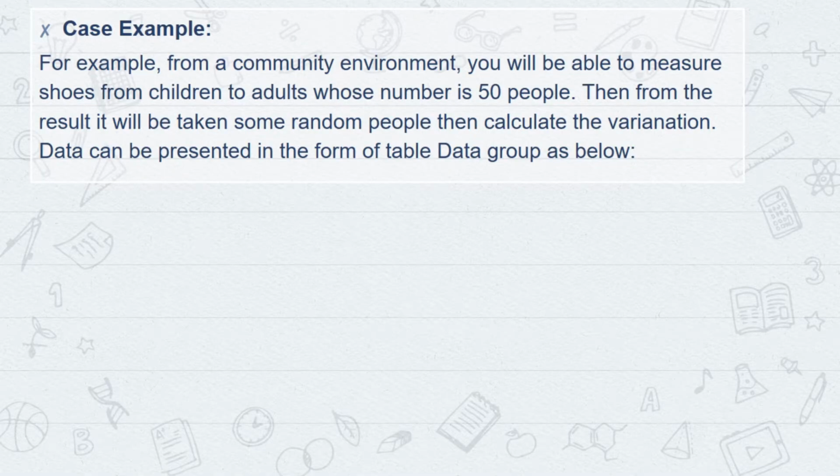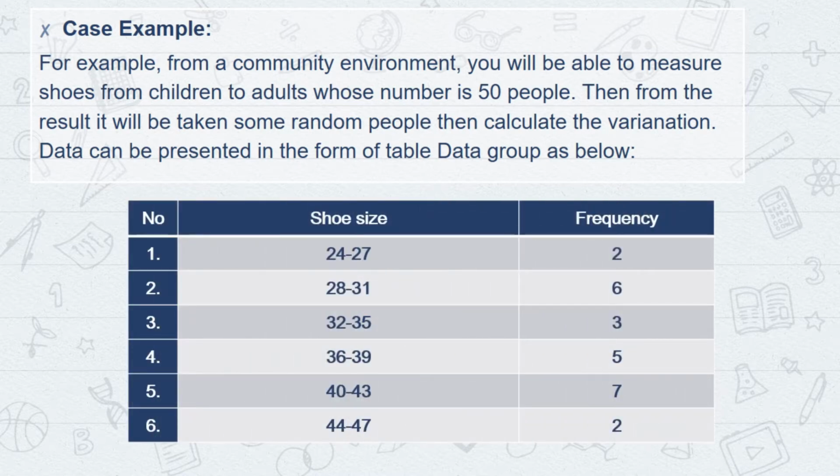Case example. For example, from a community environment, you will be able to measure shoes from children to adults whose number is 50 people. Then from the result, some random people are taken, and then we calculate the variation. Data can be presented in the form of a grouped data table as below. Number 1, shoe size is 24 until 27 with frequency 2. Number 2, shoe size is 28 until 31 with frequency 6. Number 3, shoe size is 32 until 35 with frequency 3.